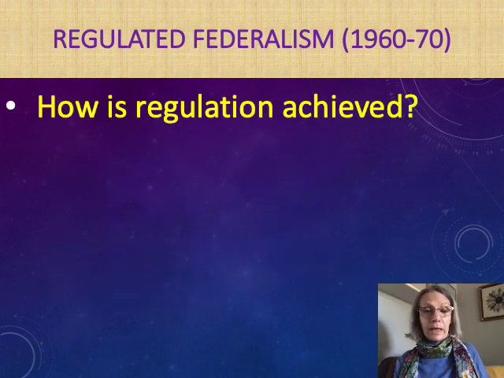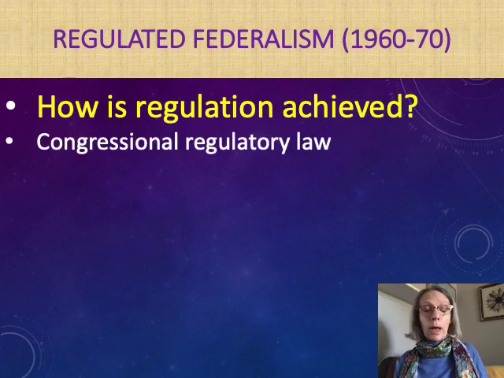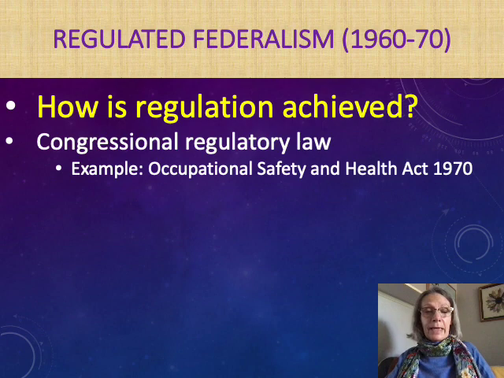So how is this regulation achieved? Well, it's achieved through an increase in the passage of regulatory laws at the federal level. And so the federal government takes a top-down approach on a variety of matters. One is that in the 1970s, the Occupational Safety and Health Act, OSHA, is passed. And this is, again, a way of saying that we're not going to abide by inequalities within states. All states have to make sure that their workplaces are safe and healthy.